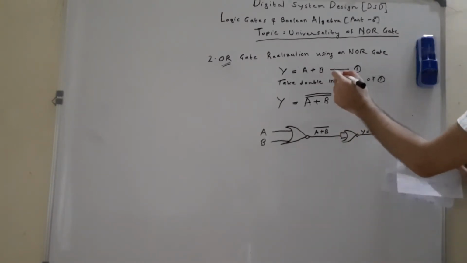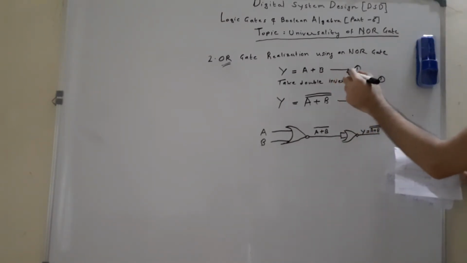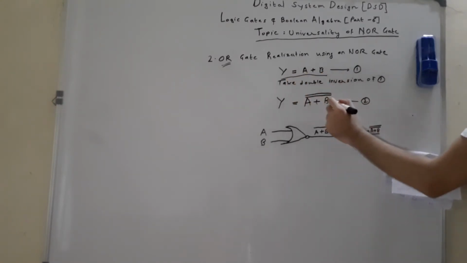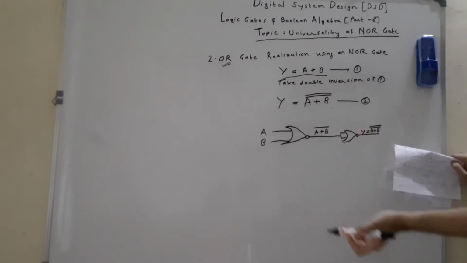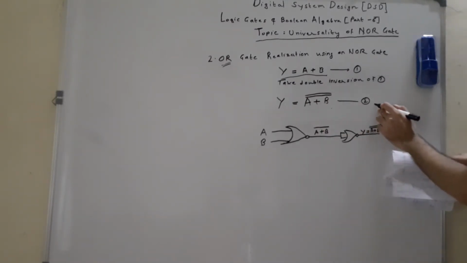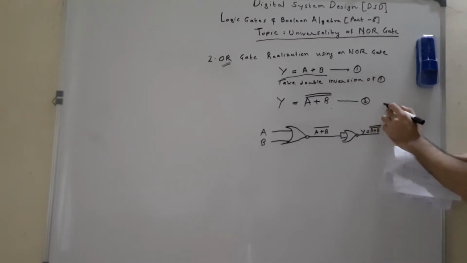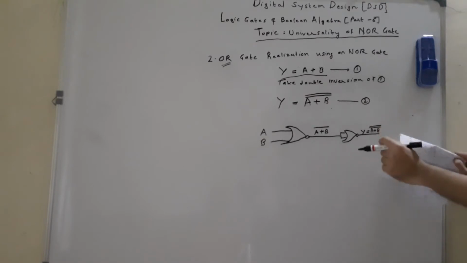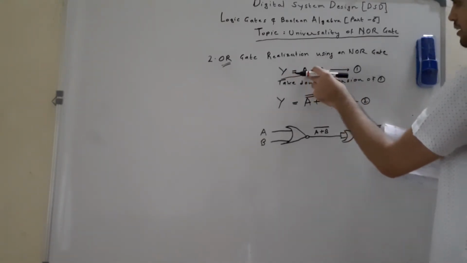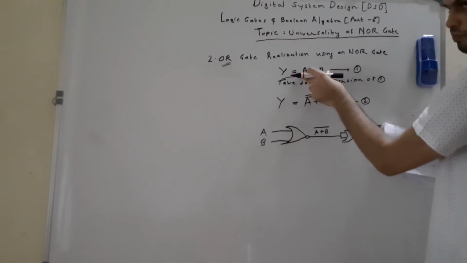Take double inversion or double complement of equation 1. We want to realize a circuit whose logical expression is Y is equal to A plus B. Therefore we take its double complement. And after taking its double complement, we get equation number 2, which is nothing but the equation of OR gate realization using NOR gate. Now see, it is very simple to understand. We want to realize this particular equation, A plus B, and there is no complement present over here.